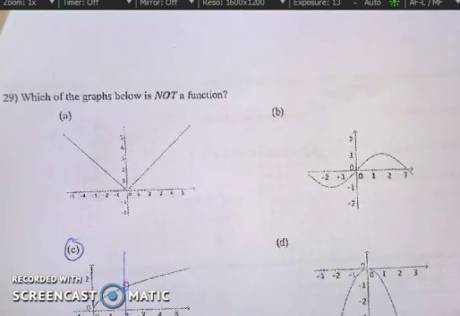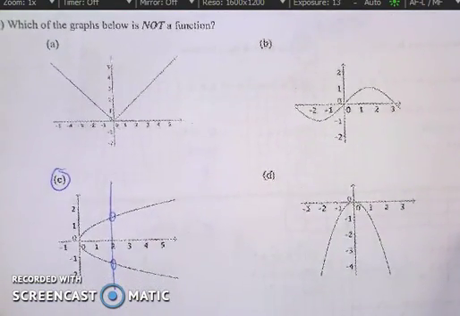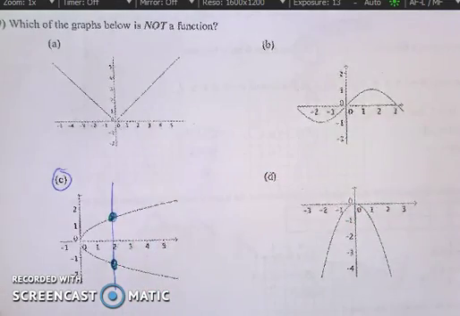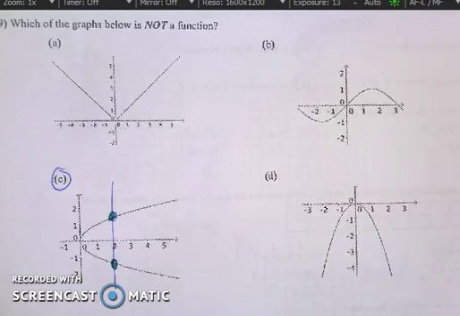Which of these is not a function? We could do the vertical line test, and the only one that fails is this one. Notice the vertical line hits the graph twice, which means it's not a function.